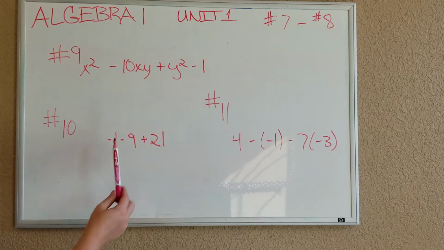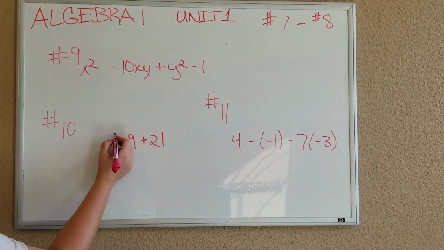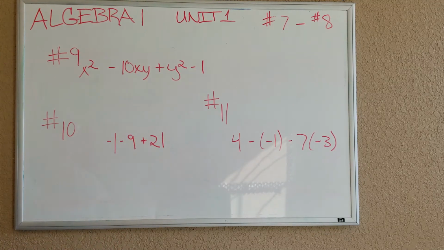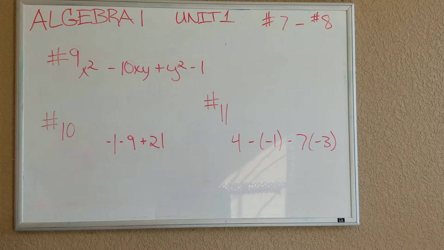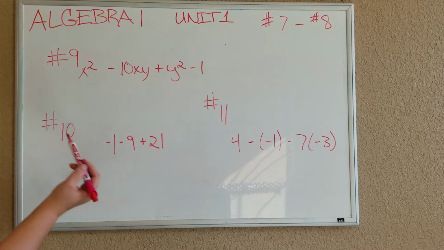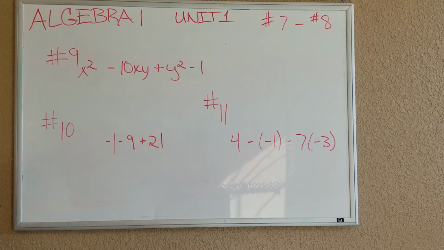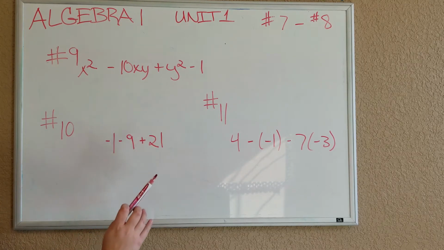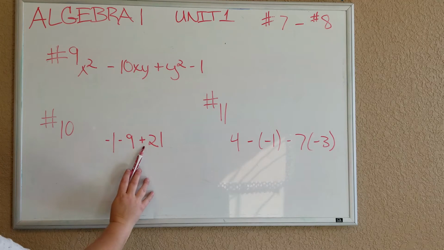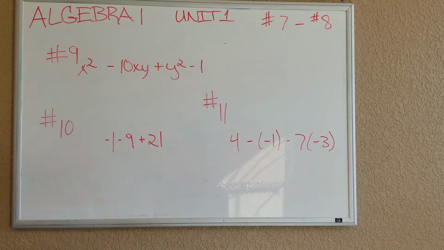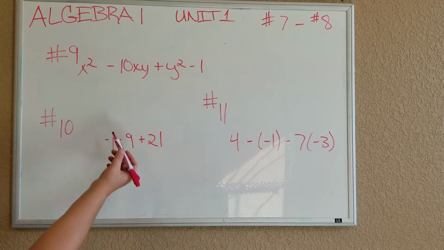Number 10, they give you, the first time you're going to see these absolute value signs. So these absolute value signs say anything in there is positive, but you do your equation inside first. You don't change this to negative and that to positive. You don't change this to positive and that to negative. You add them and then take your absolute value.